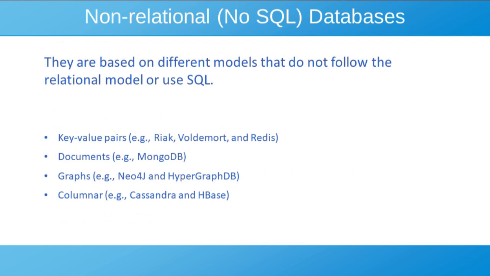Non-relational databases. Non-relational databases are also known as NoSQL, not only SQL, databases. They are based on different models that do not follow the relational model or use SQL. Instead, they store and organize data in various ways, such as key-value pairs, example, Riak, Voldemort, and Redis. Documents, example, MongoDB. Graphs, example, Neo4j and HyperGraphDB. Columnar, example, Cassandra and HBase.